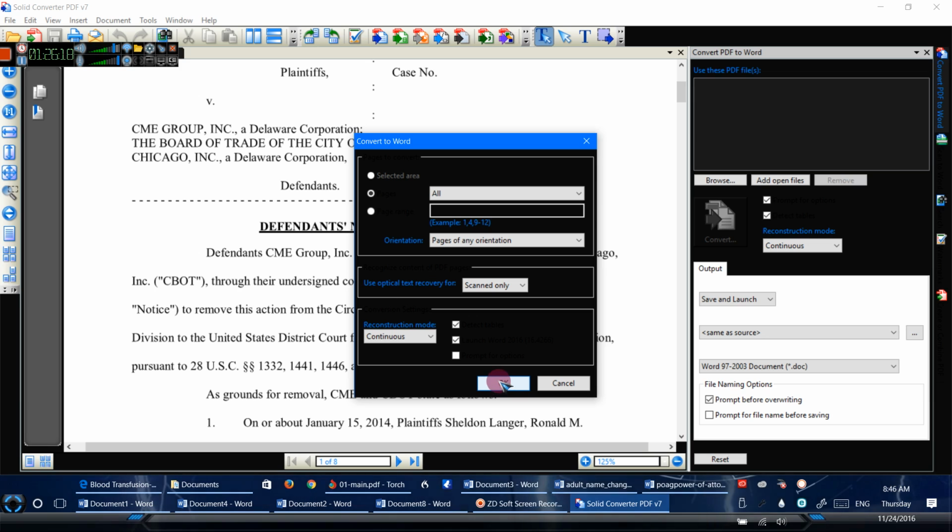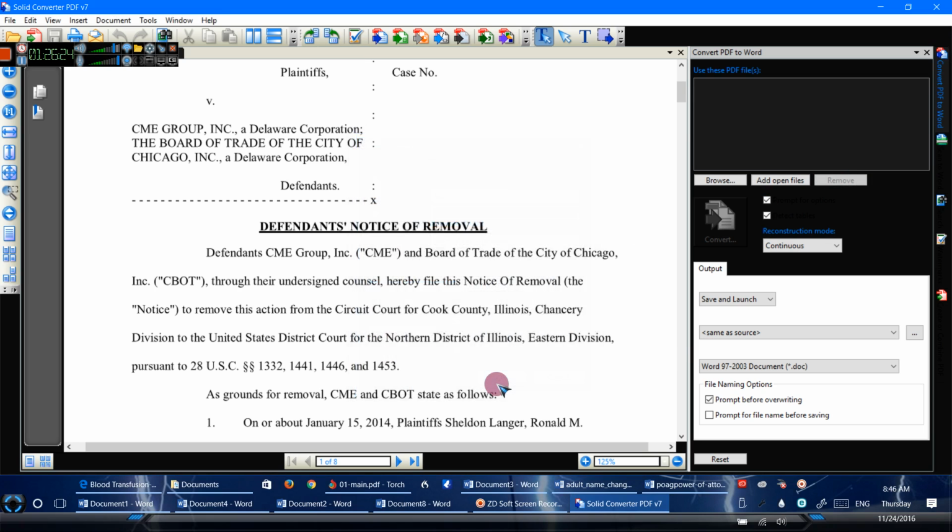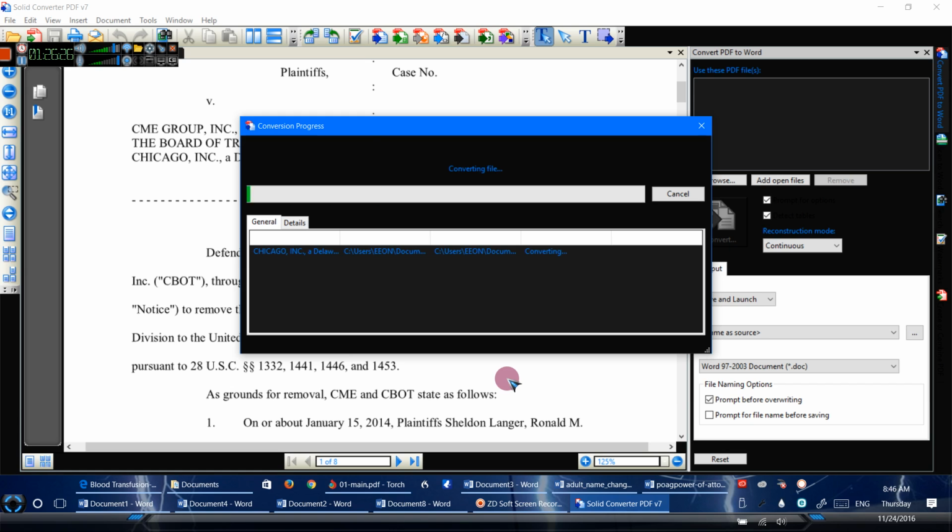All right. Now, yours won't be black in the background. That's mine because of the version of Windows I have and the way my system is set up. Now, you see, it's converting.